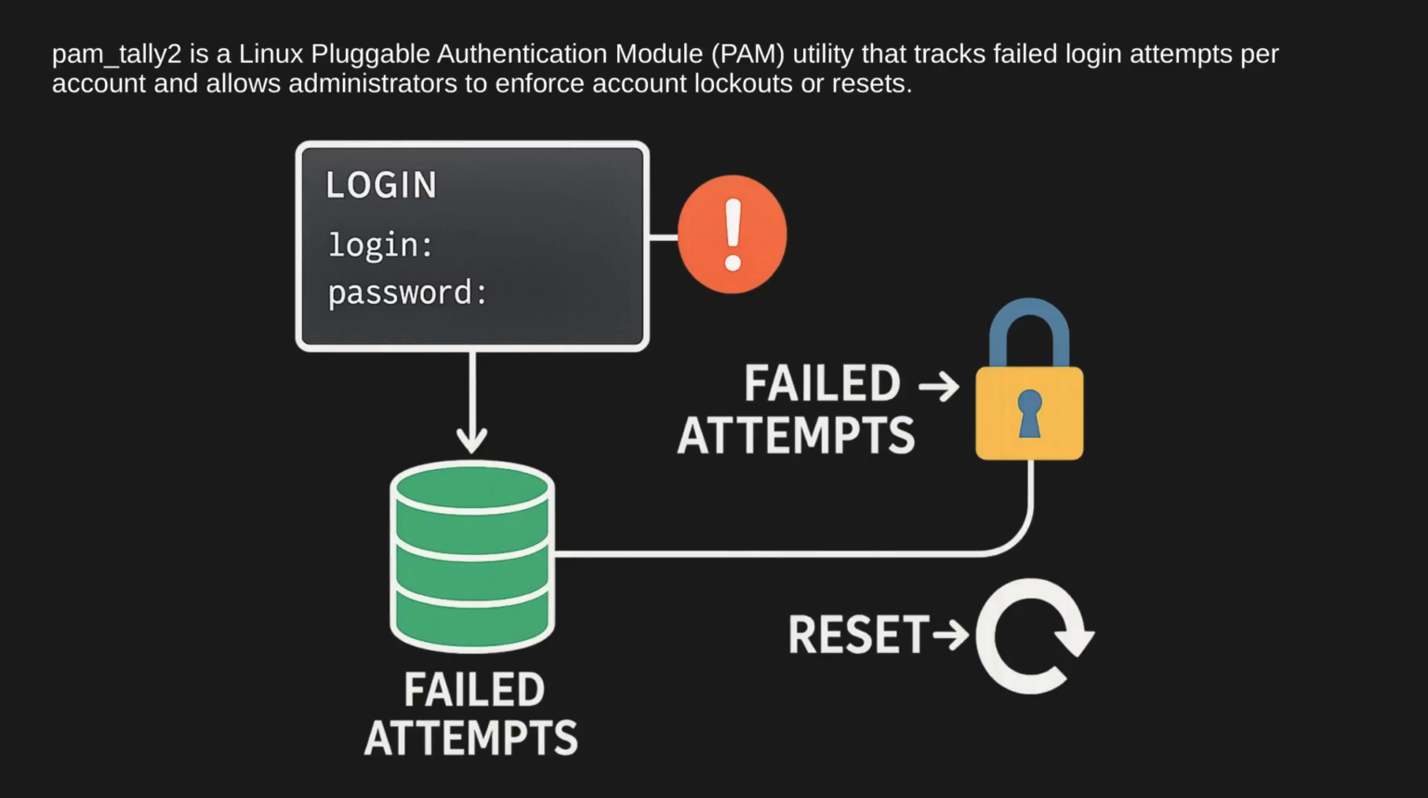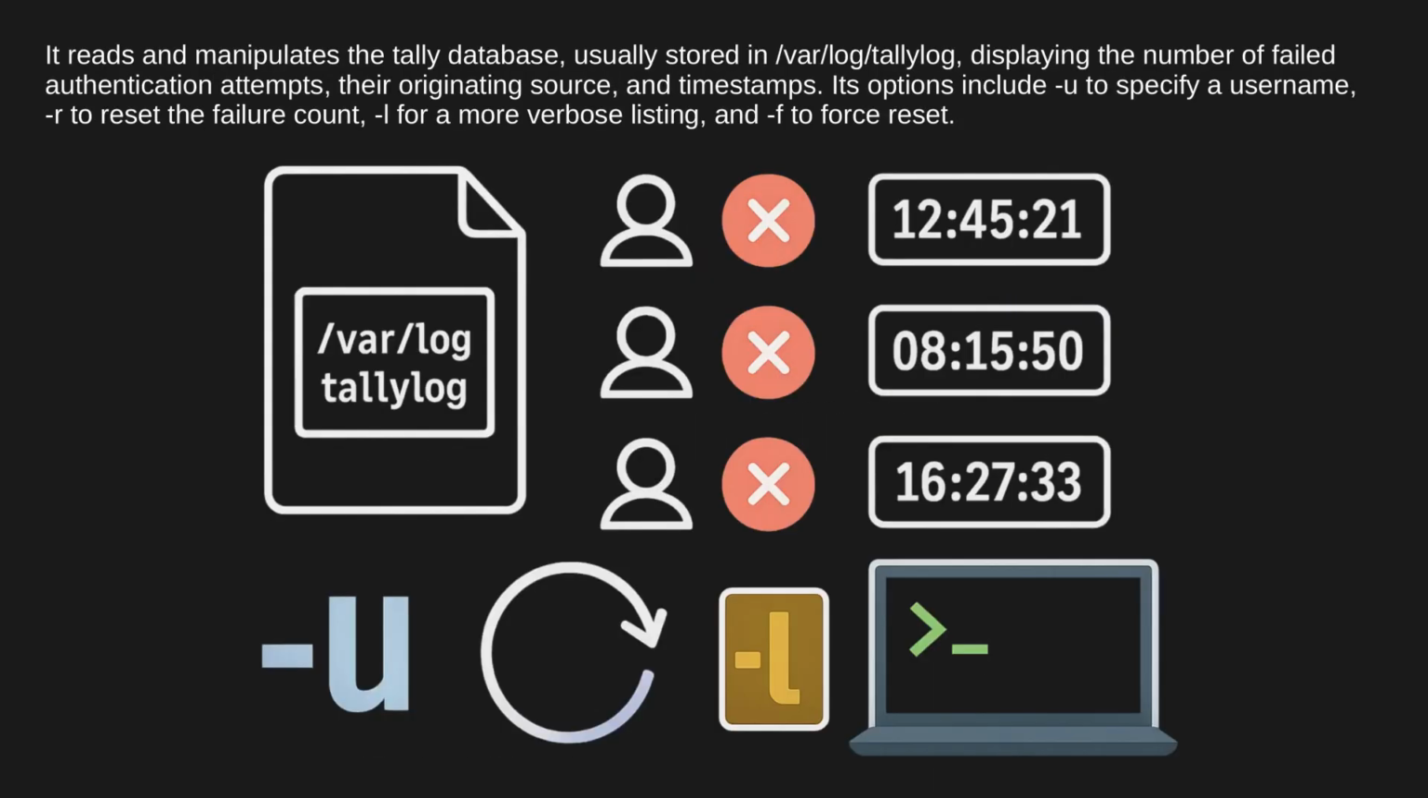pam_tally2 is a Linux Pluggable Authentication Module (PAM) utility that tracks failed login attempts per account and allows administrators to enforce account lockouts or resets. It reads and manipulates the tally database, usually stored in /var/log/tallylog, displaying the number of failed authentication attempts, their originating source, and timestamps. Its options include -u to specify a username, -r to reset the failure count, -ll for a more verbose listing, and -ff to force reset.